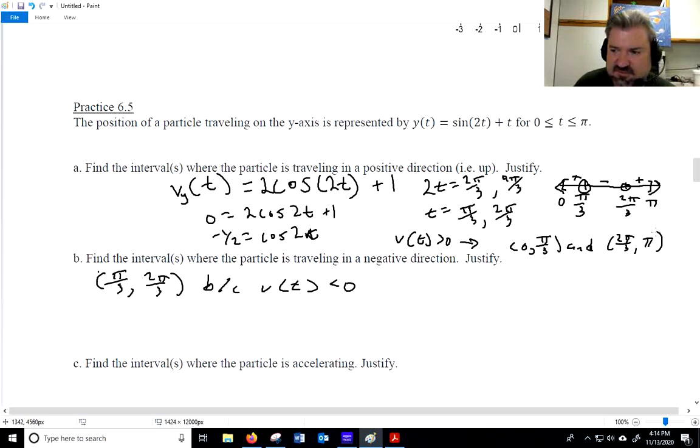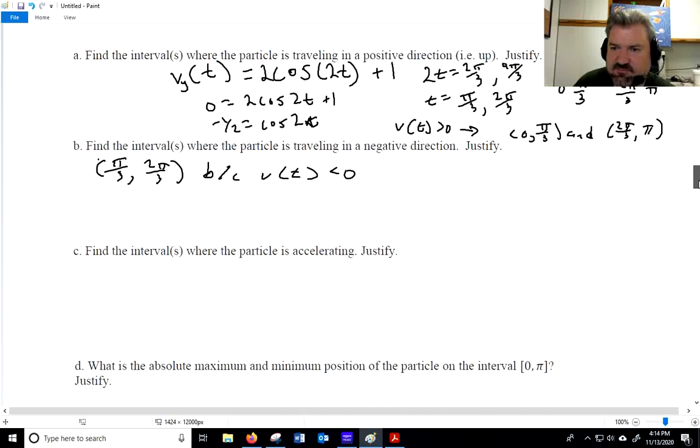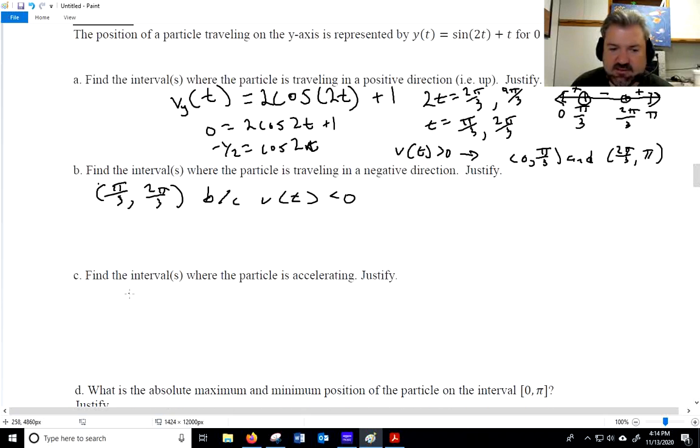Find the intervals where the particle is accelerating. Okay, so to find when it's accelerating, we need the acceleration function, which is the derivative of velocity. So that would be -4 sine 2t, because the derivative of cosine 2t is negative sine 2t times 2, and I already had 2 on the outside, and then the 1 drops out now. Well, let's set this equal to 0 and solve this.